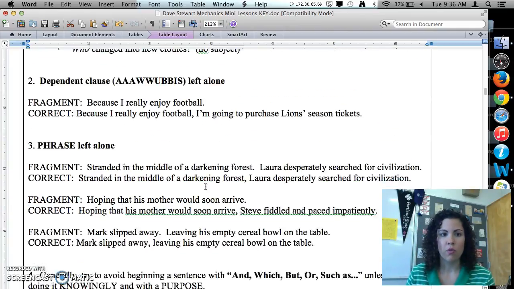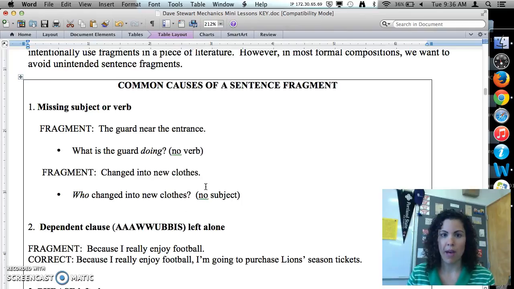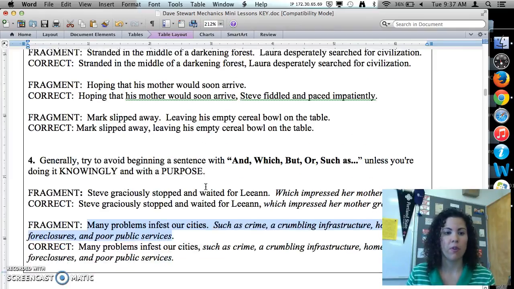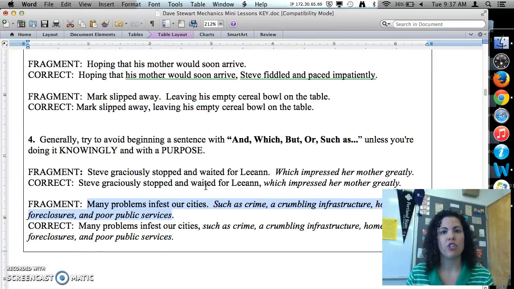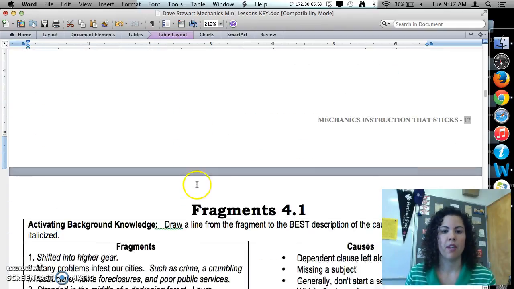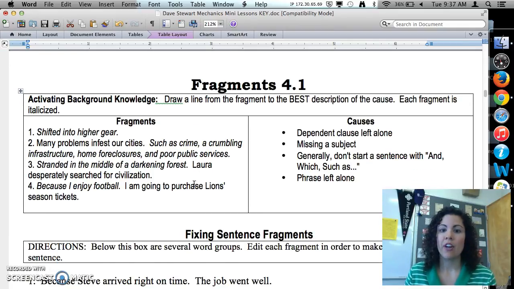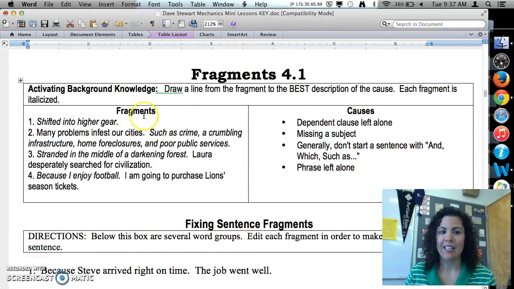So those are the 4 rules you need to know about sentence fragments: missing a subject or a verb, a dependent clause left alone, a phrase left alone, or beginning a sentence generally with and, which, but, or such as. So I don't have any practices to do with you here. But here you're going to draw a line and connect the examples here, and these are all examples you've seen before, to the causes. Actually, let's do this one together.